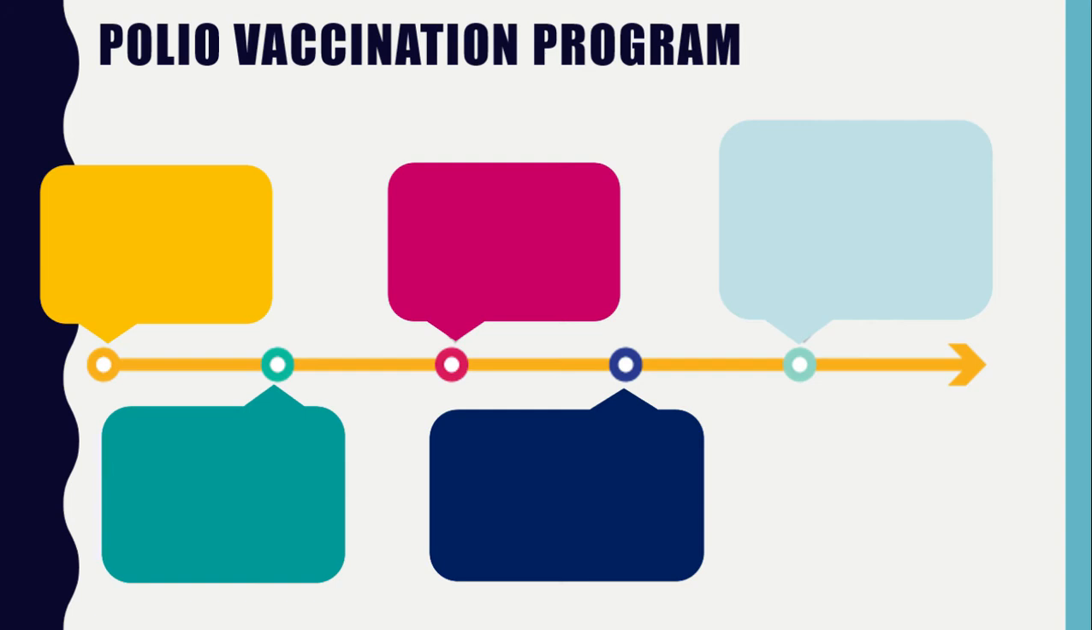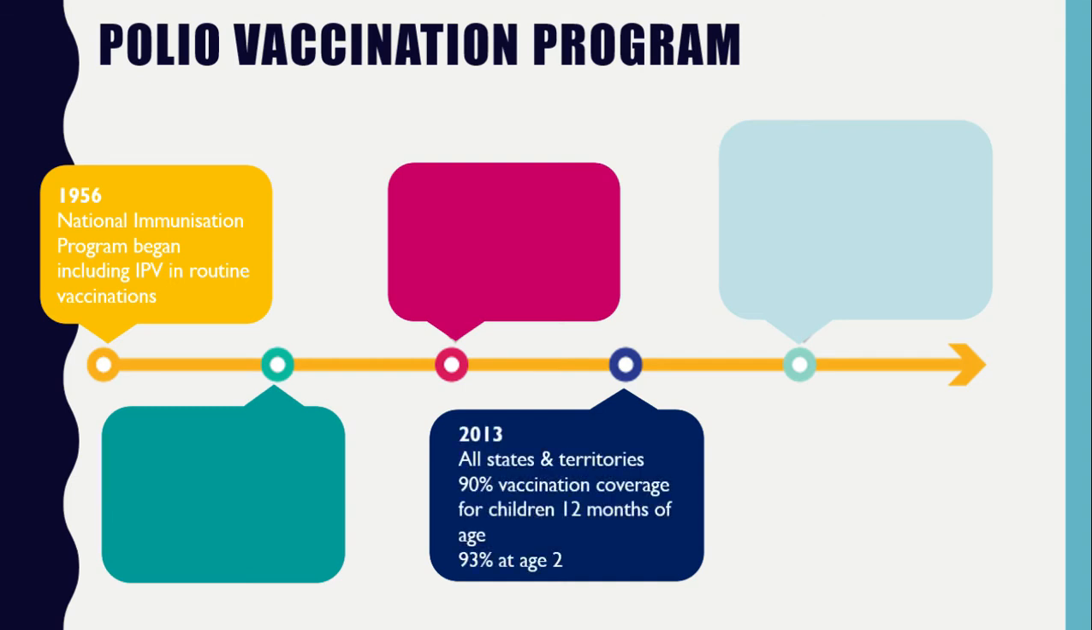of the inactivated polio vaccine IPV in 1956. Many countries took this program on board, including Australia, and in 2013, all states and territories had 90% or greater vaccination coverage for children at 12 months of age and at least 93% at age 2. These routine vaccinations were highly effective in eradicating polio. Routine vaccinations in Australia meant the country was able to be declared polio-free by the World Health Organization in 2000.